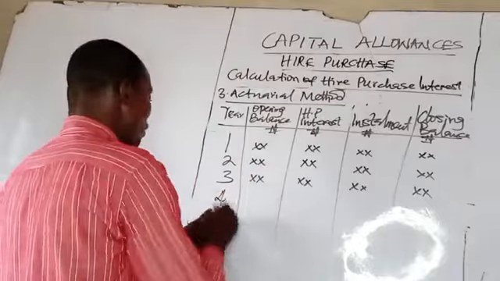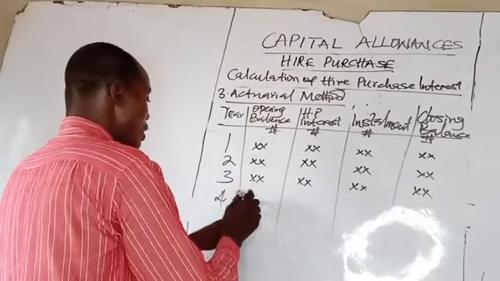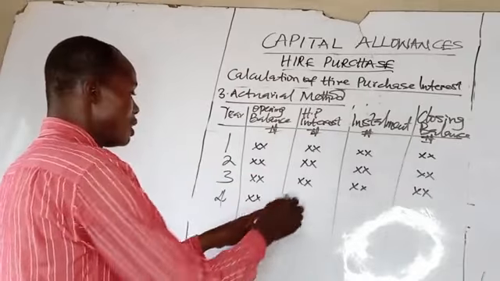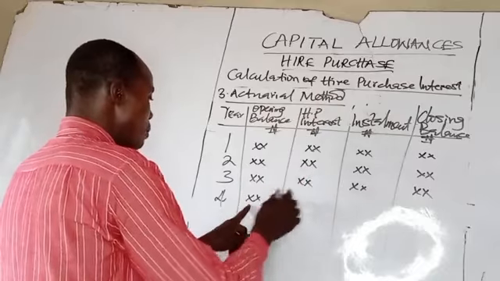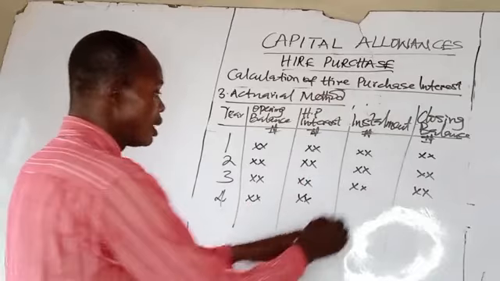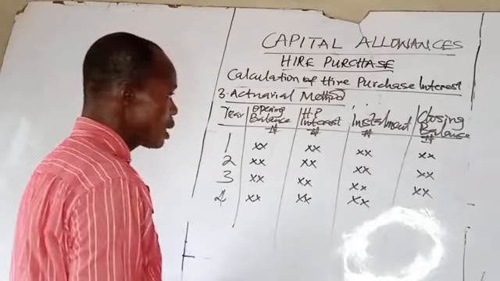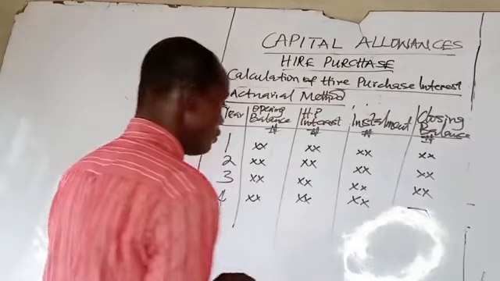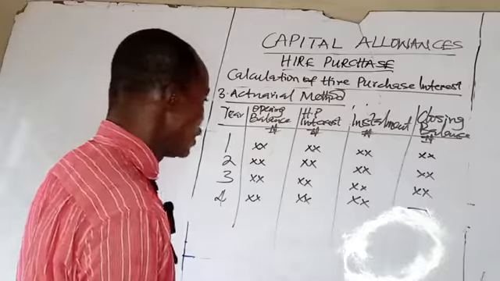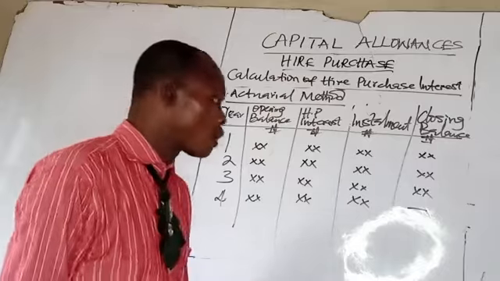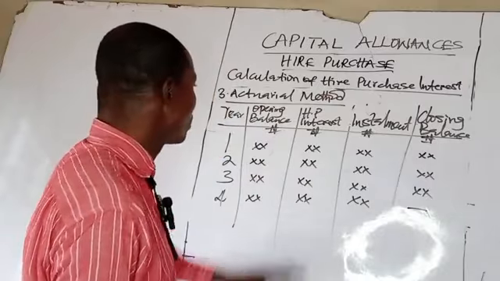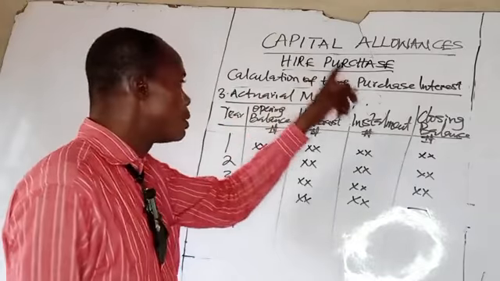Then you have year 4. The closing balance here will be the opening balance for year 4. Then you apply the same rate on the opening balance. You get the higher purchase interest. Then the installment. The closing balance will be nil if it is payable over 4 years. So this is the format for computing the higher purchase interest under the actuarial method.